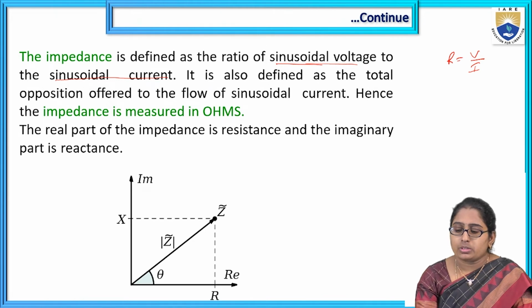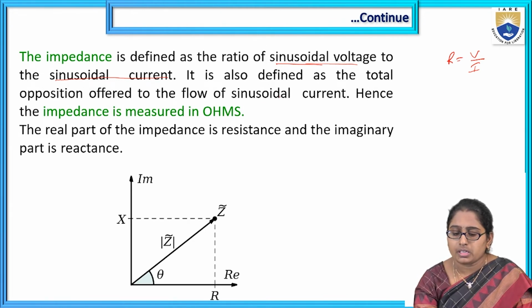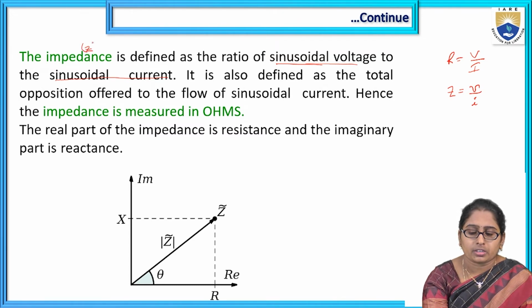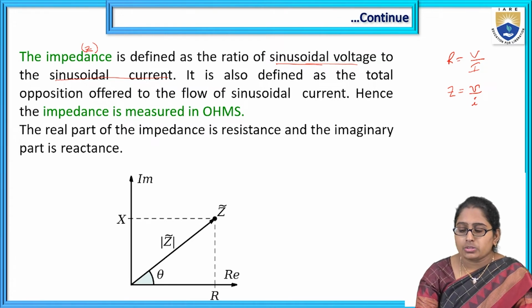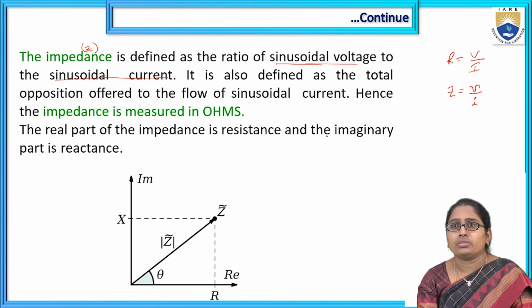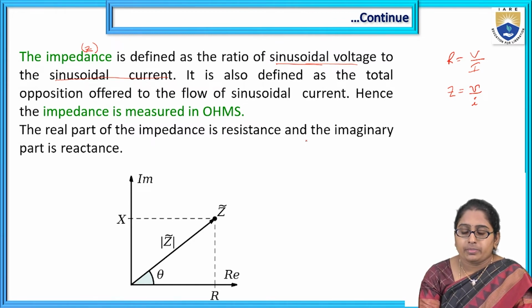Impedance is denoted with the letter Z. It is the ratio of sinusoidal voltage to sinusoidal current, which are denoted with small letters. It is also defined as the total opposition offered to the flow of sinusoidal current, which we already know. Impedance is measured in ohms, like resistance and reactance. The units are ohms.